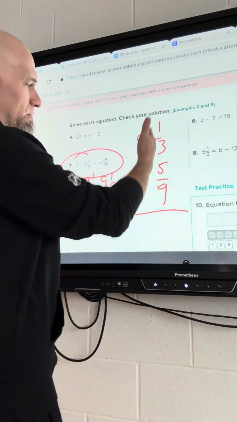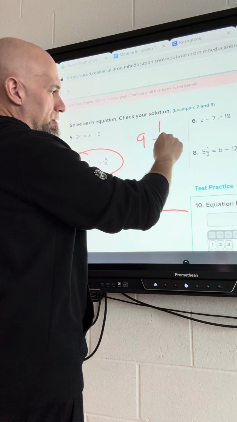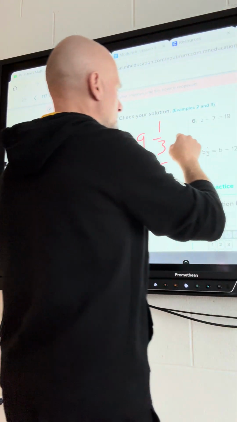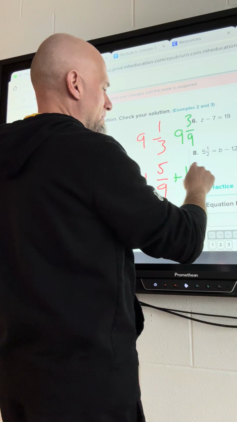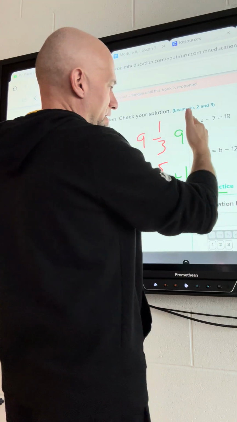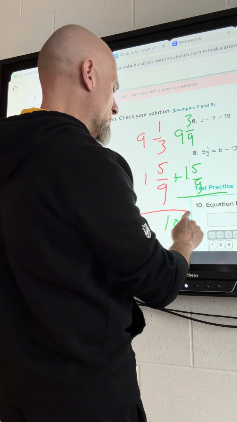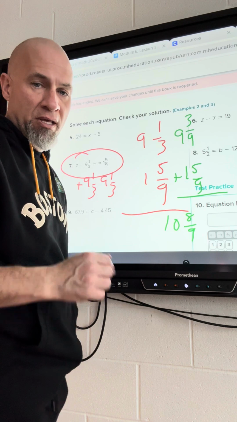If you wanted to keep them as mixed numbers, here you would change 1/3 to 3 ninths. So I'll do this in a different color. So you'd have 9 3/9 plus 1 5/9. This would work out, you wouldn't have to do any regrouping. So 10 and 8/9, all right?